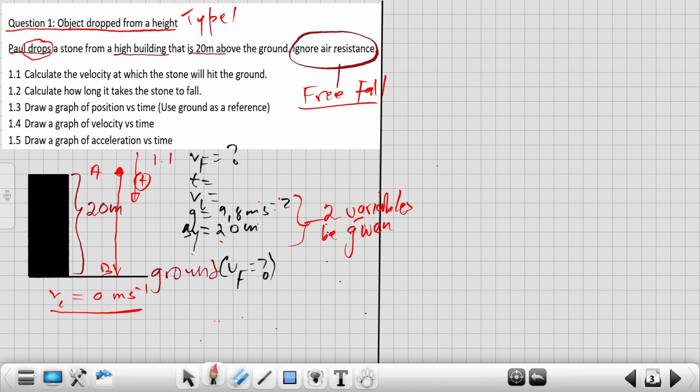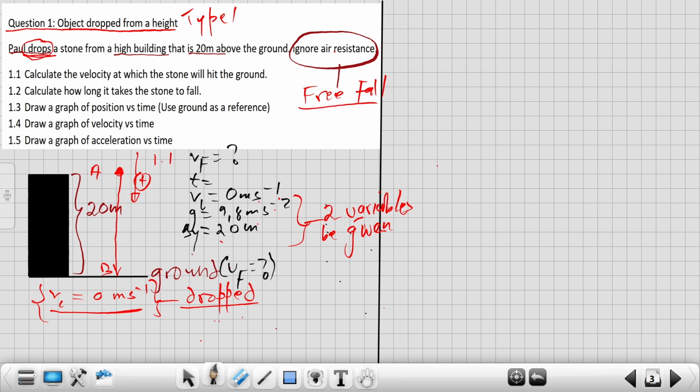In this case, because you are told that Paul drops a stone, when it is dropped, then we know that our V initial should be equal to 0. Now this is an incident where we have an object being dropped. So if an object is dropped, V initial is equal to 0. So I can write here on my variables, this is 0 meters per second. Then when I look at that and I want V final, I can easily say we're still at 1.1.